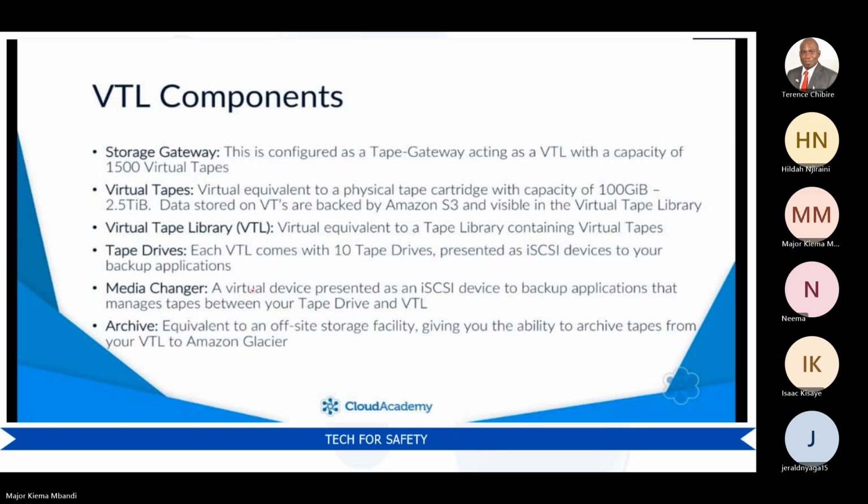Media changer: this is a virtual device representing a SCSI device to your backup application that manages tapes between your tape drive and VTL. So your tape drive is on premise, and then the VTL is on the AWS cloud side of things. Archiving is equivalent to an offsite storage facility, giving you the ability to archive tapes from your VTL to Amazon Glacier. So yes, it can be used for data archiving. So it includes the storage gateway, virtual tapes up to 2.5 terabytes, and then the VTL, tape drives, media changers, and also you can do archiving.